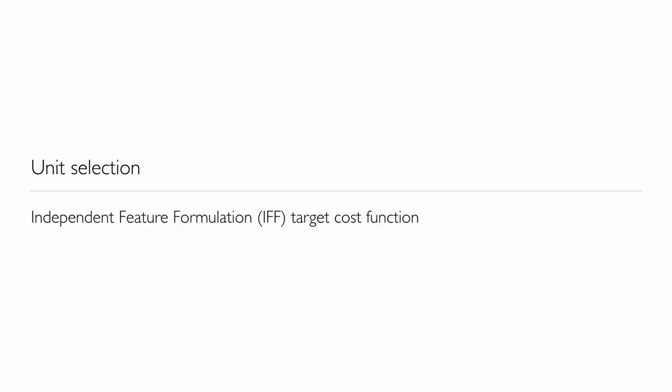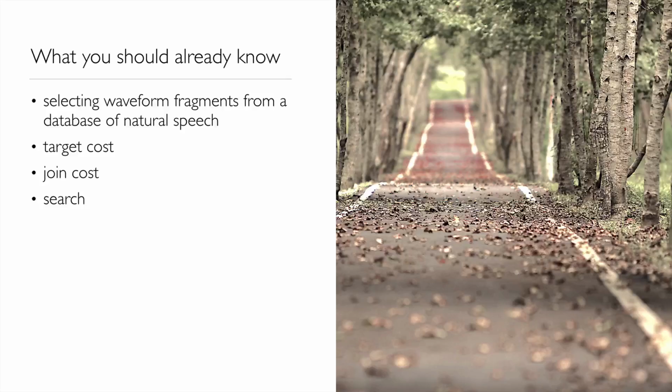When Taylor says independent feature formulation, he doesn't mean that the linguistic features are completely independent of each other in a statistical sense. What he's saying is that in the target cost computation, the features are all considered independently. A mismatch in one feature doesn't interact with mismatches in other features. That makes the calculation really simple, but it is a weakness. And the source of that weakness is the sparsity of these linguistic features, due to the extremely large number of permutations of possible values.